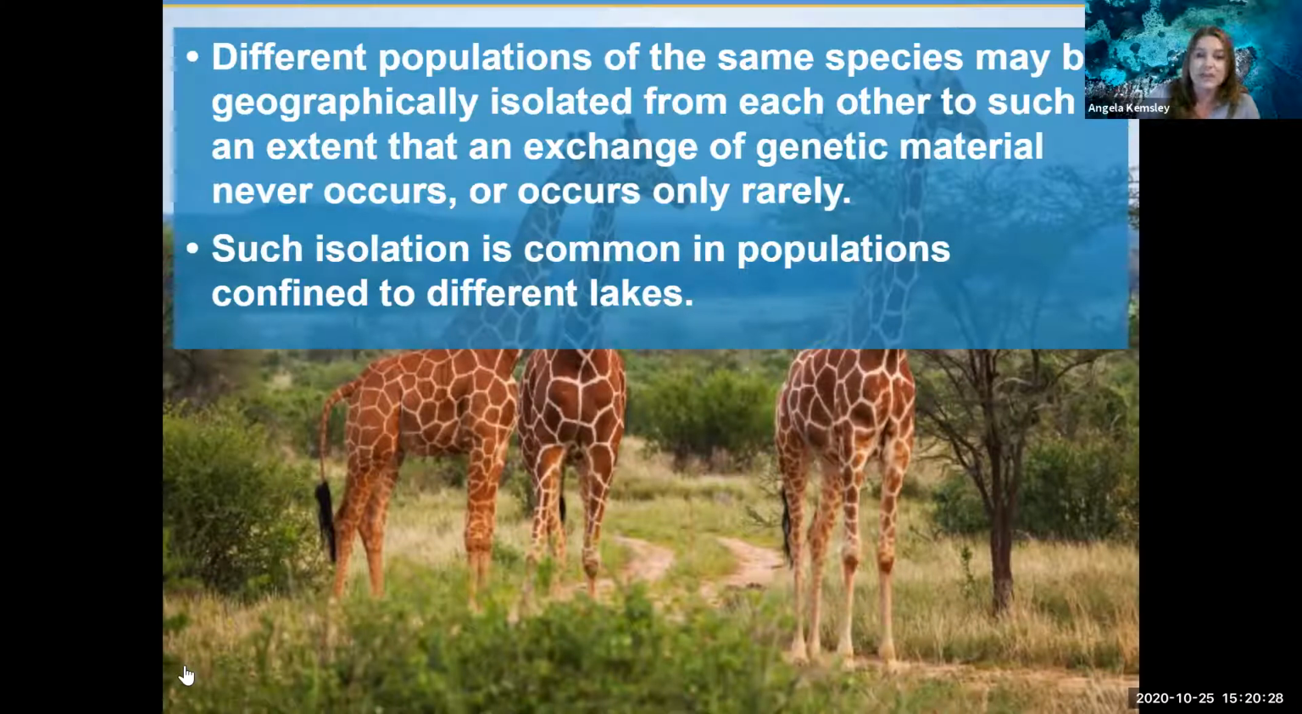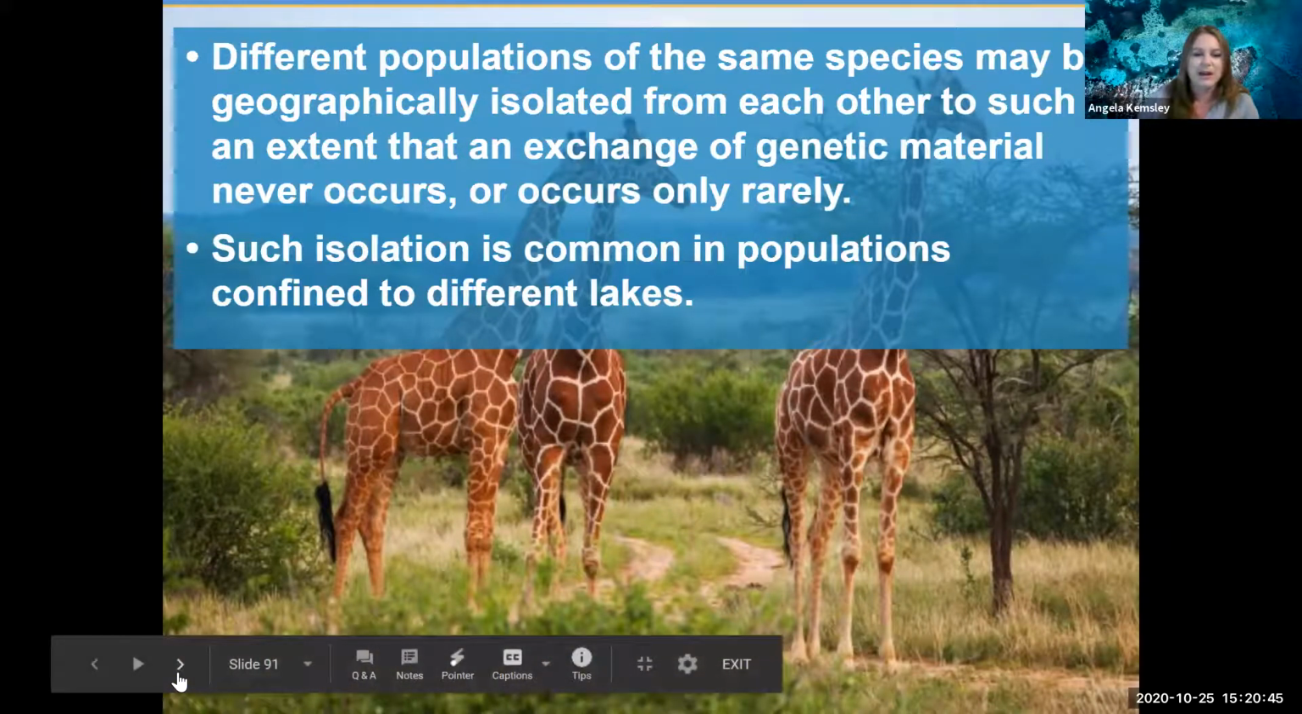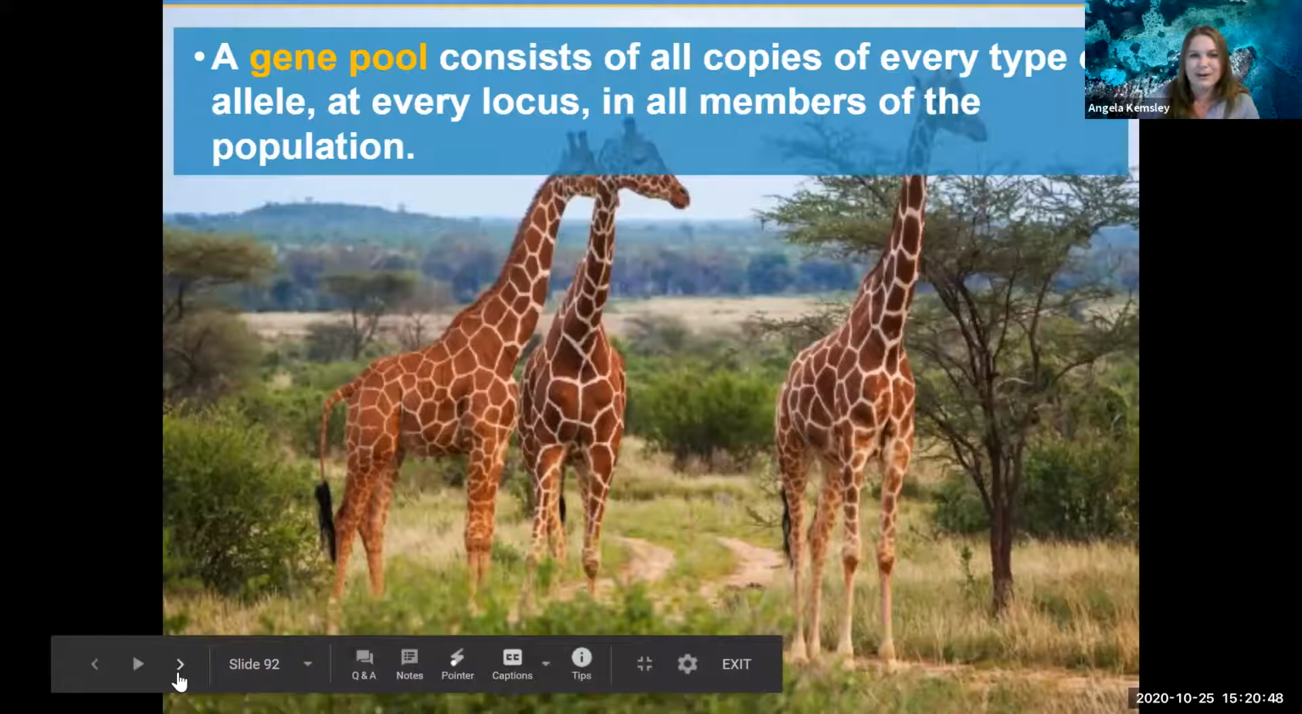We quite often see this in lakes or islands, or more and more now we're starting to see that with the growth of cities. Cities are separating animals and plants, with the construction of roads, walls, things like that. So a lot of human edifices are also separating populations now.